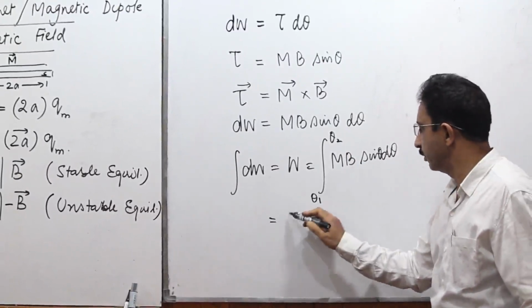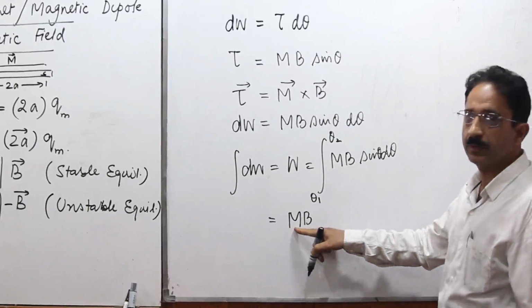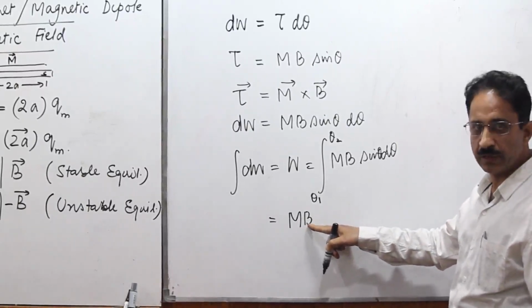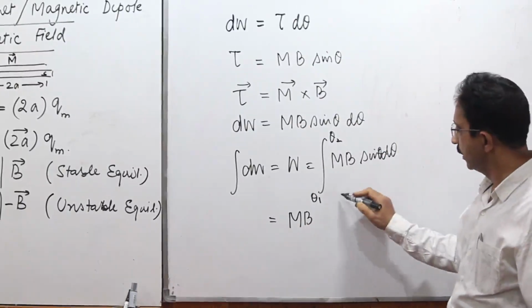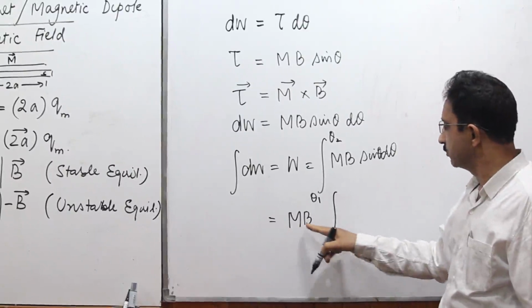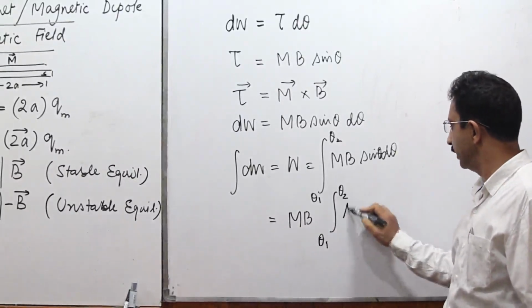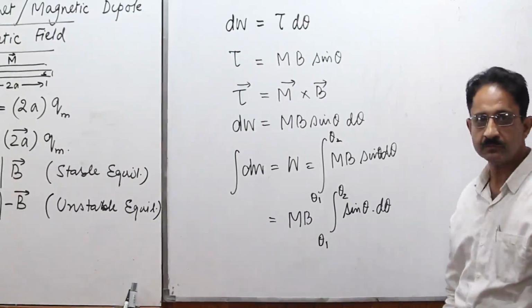Now see, in this m and b are both constants, because with rotation the magnetic dipole moment does not change, and the magnetic field does not change in magnitude. At any position the magnitude of magnetic field remains the same. So we have m and b as two constants out of the integral, theta 1 to theta 2, integration of sine theta with respect to theta.